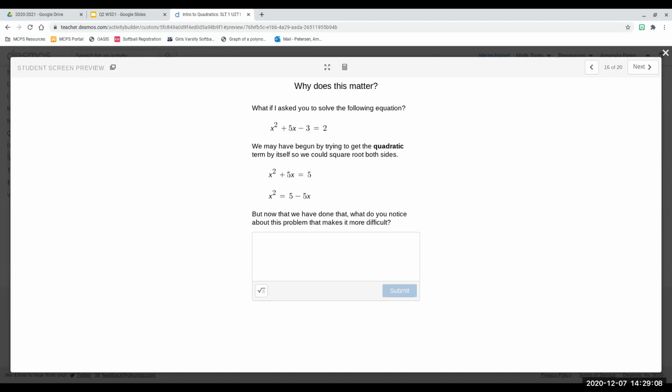And then if we try to get the x squared by itself by subtracting 5x, we'll notice that yes, we have the x squared by itself, but we can't square root 5 minus 5x. Whereas in lab day 1, anytime we moved everything to the right side, we were left with x squared equals a number, but that's not the case anymore.